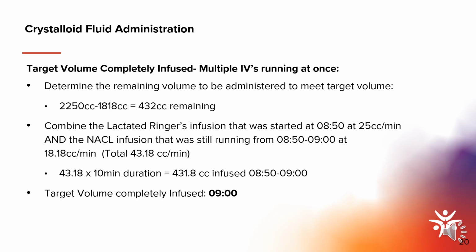The saline running at 18.18 cc's per minute and the lactated ringers running at 25 cc's per minute will be combined for a total of 43.18 cc's per minute, and then we'll multiply that by 10 minutes, and that'll give us our 432 cc's that we need for the full target volume. So between the 3 bags infused, the full target volume of 2,250 cc's was complete at 9 o'clock, and now we have an accurate time to assess for persistent or new hypotension.